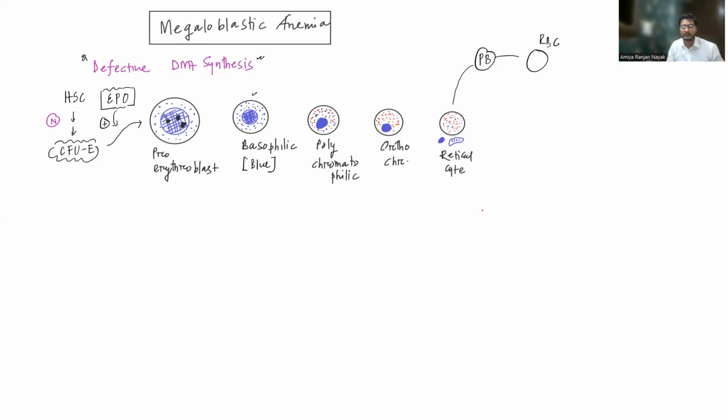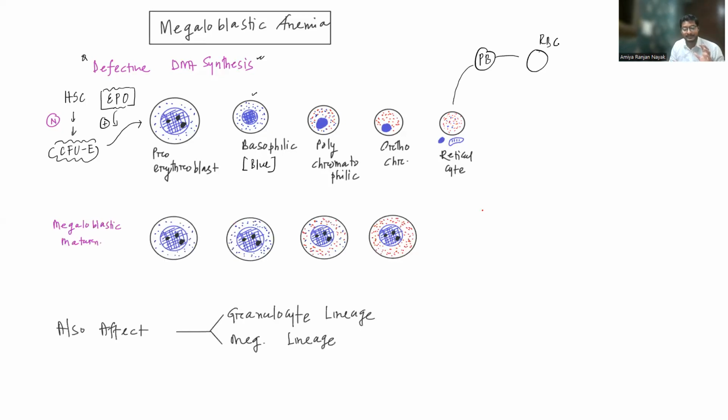So this is what normally happens, and you can appreciate that the size of the nucleus is gradually shortening, and also it is becoming more and more condensed. So the maturation of nucleus happens in this way: the size will gradually reduce, and the chromatin inside it will become more and more condensed, and ultimately it will become pycnotic, and it will come out of the cell. So this is what normally happens. But we'll see what is going to happen in patients with megaloblastic anemia.